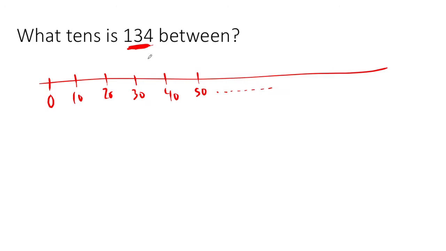Don't get tricked. It's not between 30 and 40, even though this has a 30 inside. 134 is way bigger than 30 and 40. It's not in this space. It's way farther down the number line. So it helps to know how many tens are in 134 in the first place. Then we could figure out the first 10 and the next 10 on the number line near it.